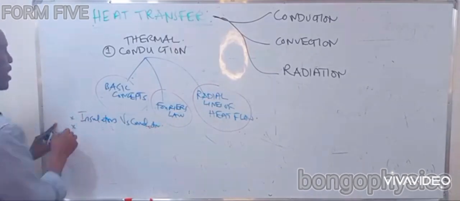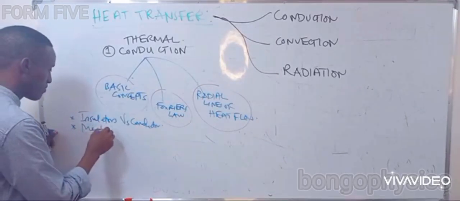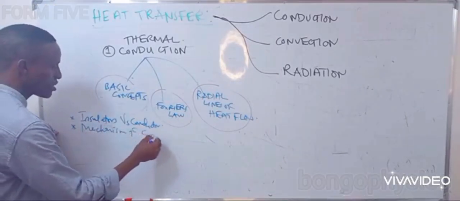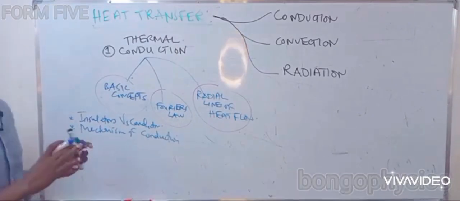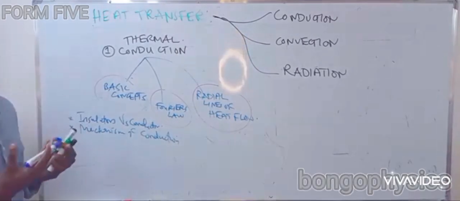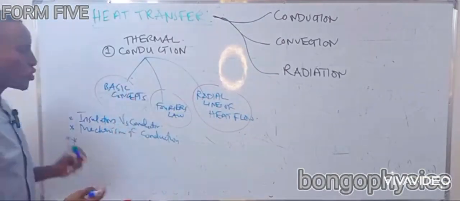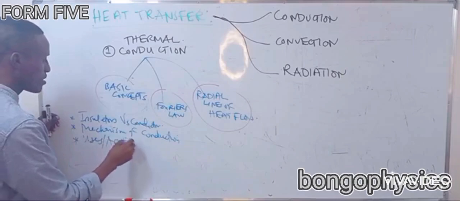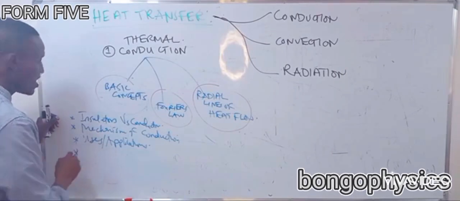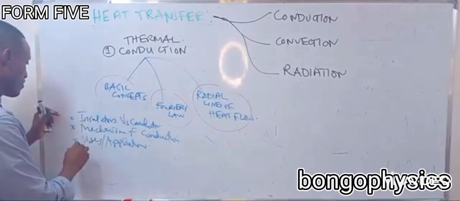The second thing that you need to know here is the mechanism of conduction. Chief, you need to know what it means to say conduction has certain applications. So you need to know about the uses or applications of conduction. And finally, you need to know about the lagged and unlagged material.